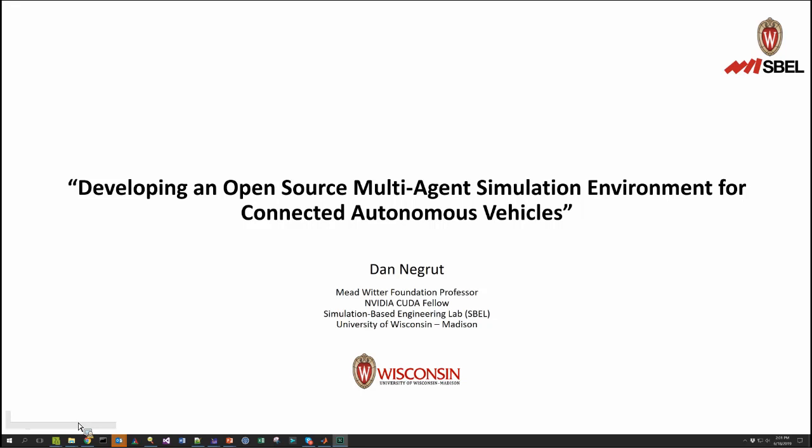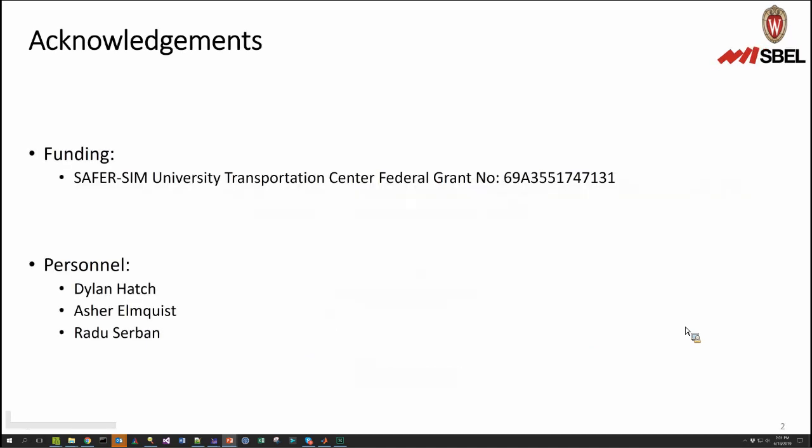Good afternoon, everybody. The title of the presentation, I hope that you see it on your screen, is developing an open source multi-agent simulation environment for connected autonomous vehicles. This was a 1-year project which we finished on May 31st, and now we are on to a second year project, which is slightly different, and I'll talk about it at the end of the presentation.